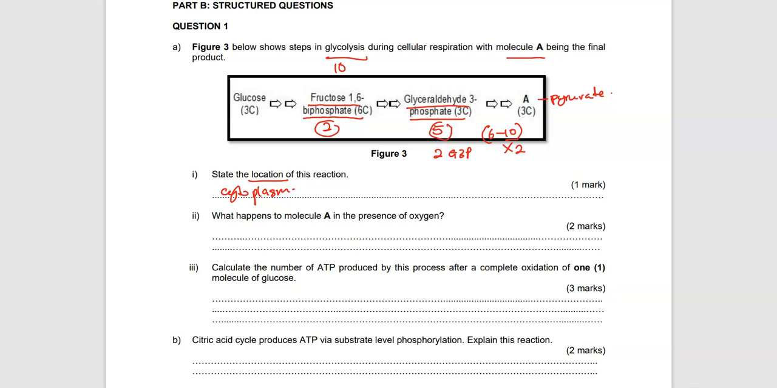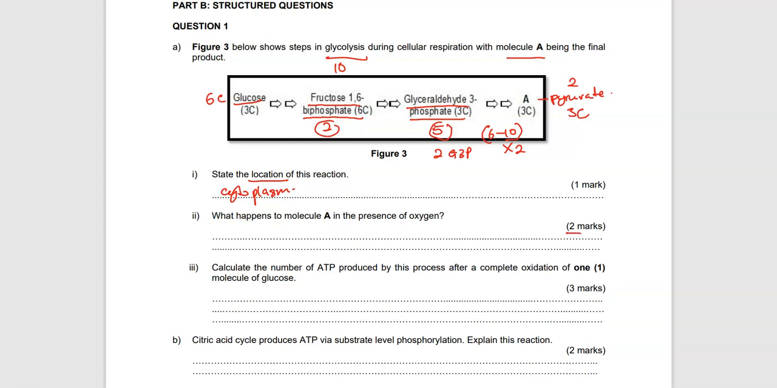Number 2, question 2. What happens to molecule A in the presence of oxygen? Okay, so molecule A, you know that it is pyruvate. Pyruvate is actually a 3-carbon compound. Glucose is a 6-carbon compound. So it means that at the end of reaction 10, it produces 2 molecules of pyruvate, to get back the 6-carbon atoms.